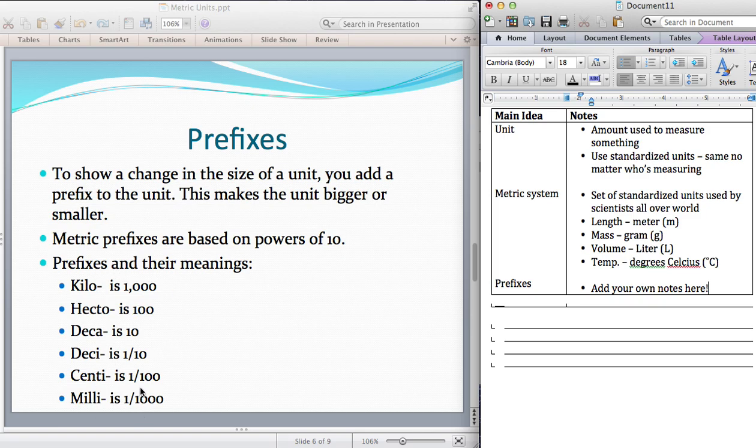You don't need to write them all down in your notes right now. Don't make a big list. Don't do it. All right. Kilo means 1,000, so a kilometer or a kilogram is 1,000 meters or 1,000 grams. Note the same prefix is used for both.